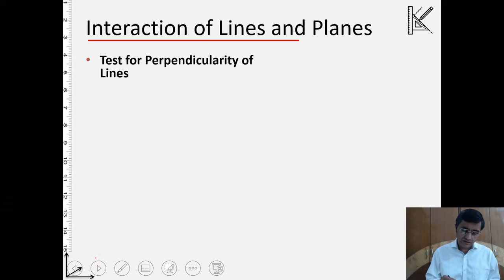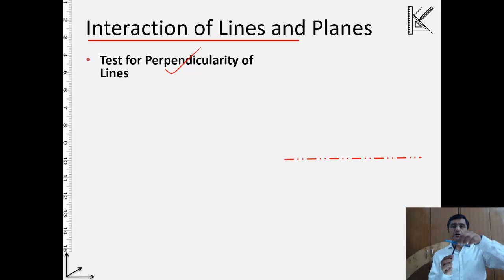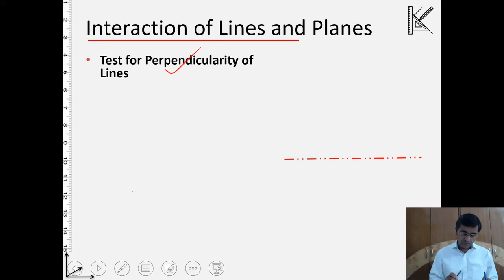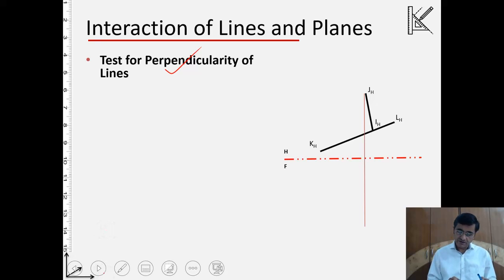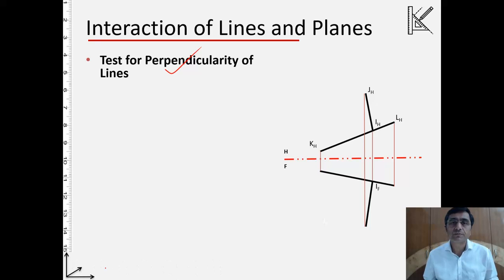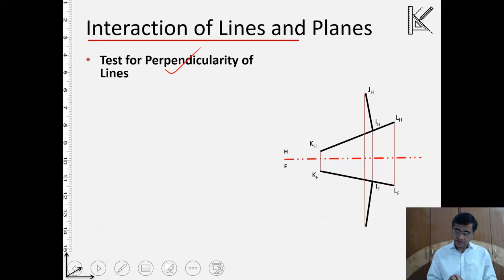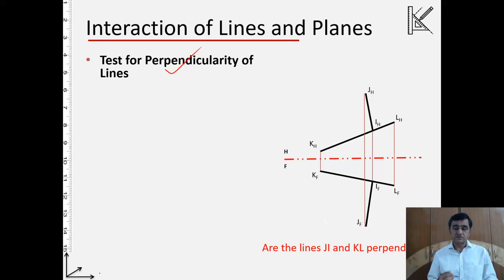Now we will see a test for perpendicularity, whether two lines are perpendicular or not, and I will do that first by showing you an example. Before that, let me draw the projections of two lines. One is JI and this is KL, as you notice there. The projections on the horizontal and on the frontal are appearing like this. So the question is, are these lines perpendicular? That is the question. Now let's understand something here.